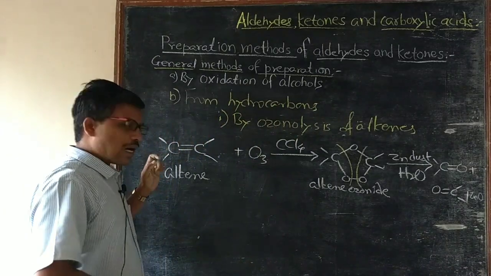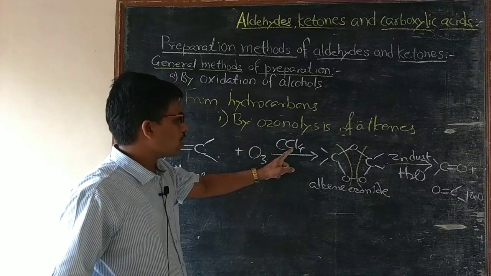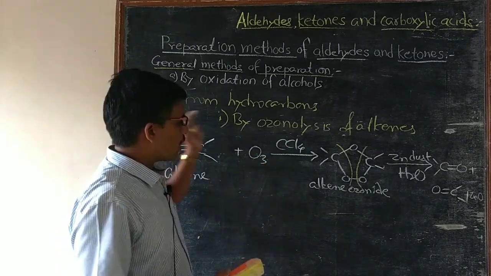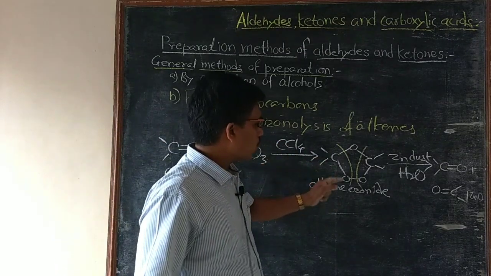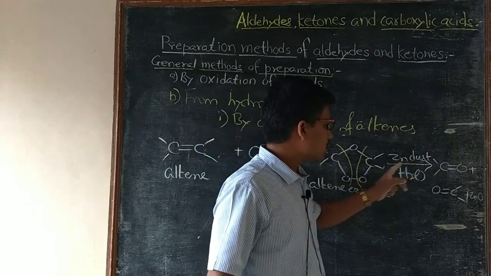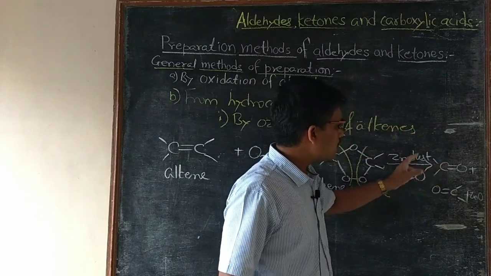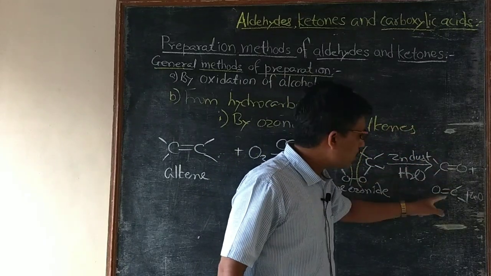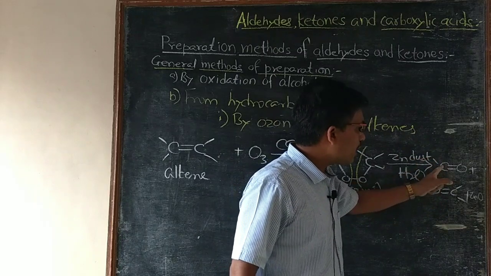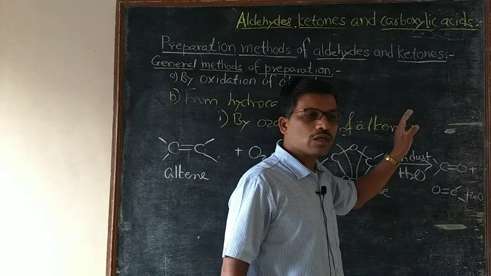That is, alkenes react with ozone in presence of an inert solvent to form alkene ozonide. That alkene ozonide on decomposition in presence of zinc dust and water molecule forms carbonyl compounds, that is aldehydes or ketones.